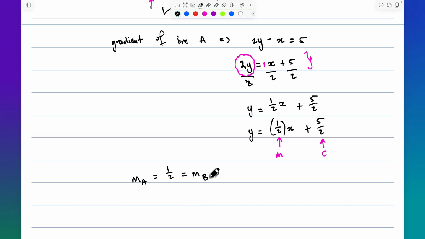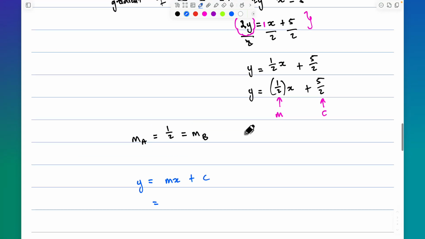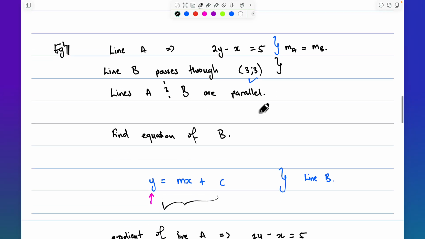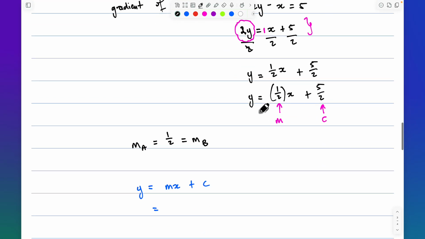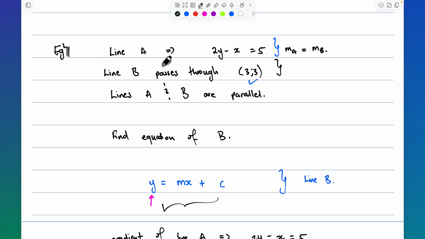Their gradients are equal. So now, going back to y is equal to mx plus c for line B, we now know that our m is a half. And I need to apologize here because I've gone through the whole question and I realized that I put the point that's on the same line as here. So I'm going to change this point to 3 and 3. Hopefully that's not too much of a problem. So the point on line B is going to be 3 and 3.